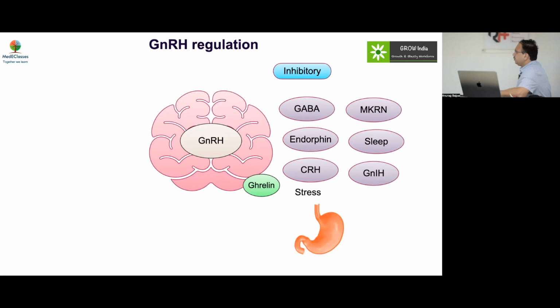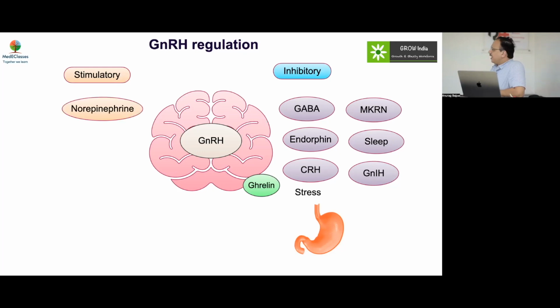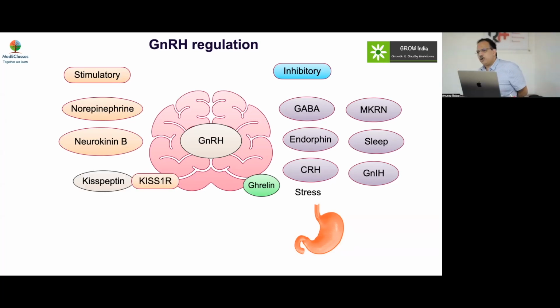There is a gonadotropin inhibitory hormone which has got a minor role to play. Now, there are some stimulatory factors as well, which include norepinephrine and neurokinin B. I'll talk about how the KNDy neuron will play a role here. And very important is kisspeptin. So we have always been talking, okay, GnRH is the king, it's the master, it's regulating everybody.